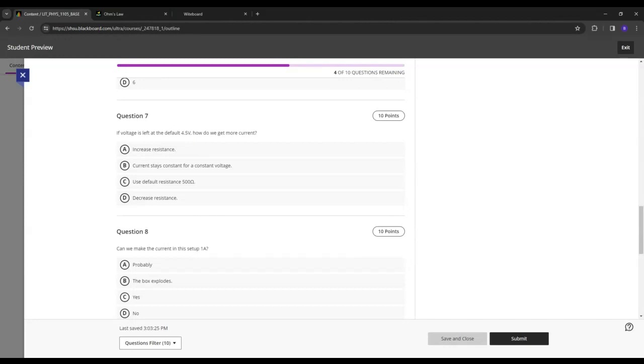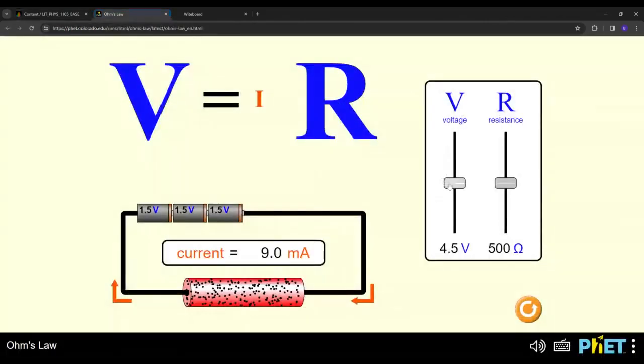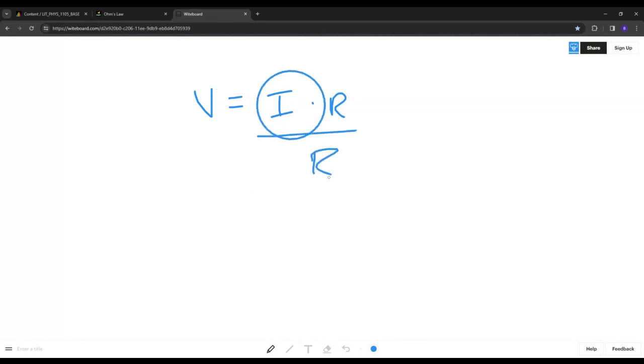I want to know, how do we get more current? So if I'm going to leave the voltage alone, how do we get more current? Okay, so the thing that I'm changing is my resistance. You can also think about this formula directly. Ohm's law says that V equals I times R. So if I'm looking at I in particular, then I want this R to move away. So we can divide and move it. And so I is equal to V over R.